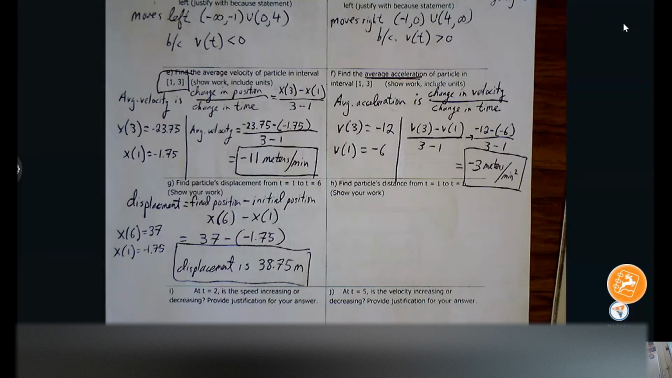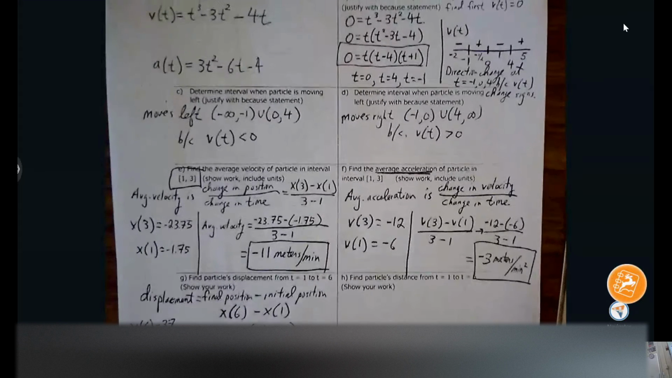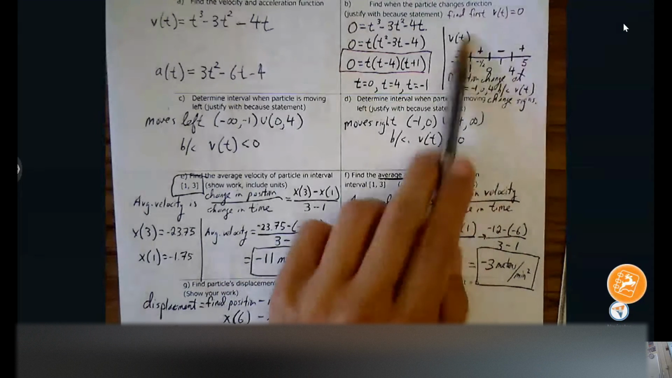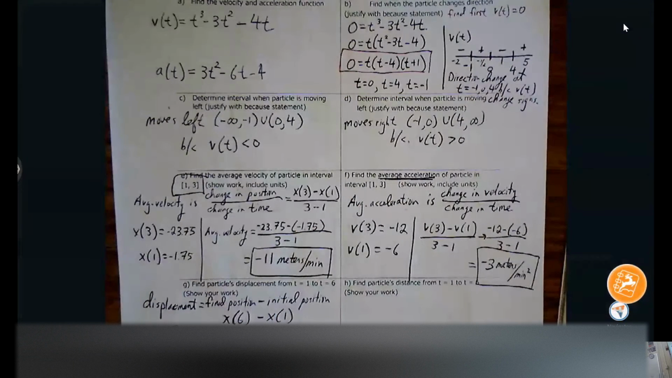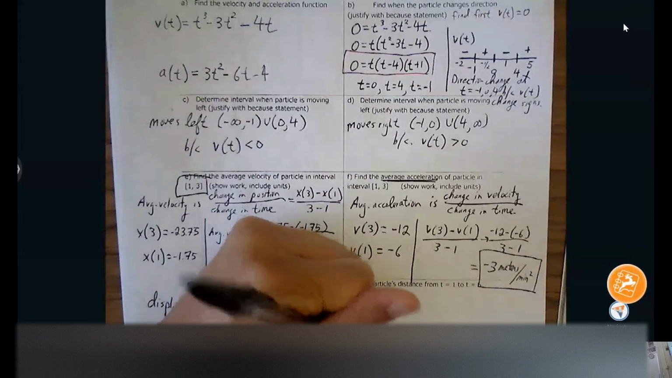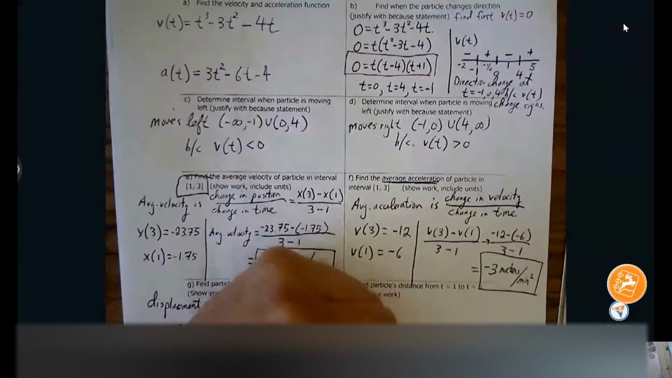All right, find the particle's distance. So to find distance, we need to make sure that we include any places where there's a direction change. So do you see any direction change between 1 and 6? Yeah, 4. So even though for distance we don't involve velocity, we kind of do because we need the velocity sign line to help us decide where there's a change in direction. So that means we need to find the position at 1, the position at 4, and the position at 6.